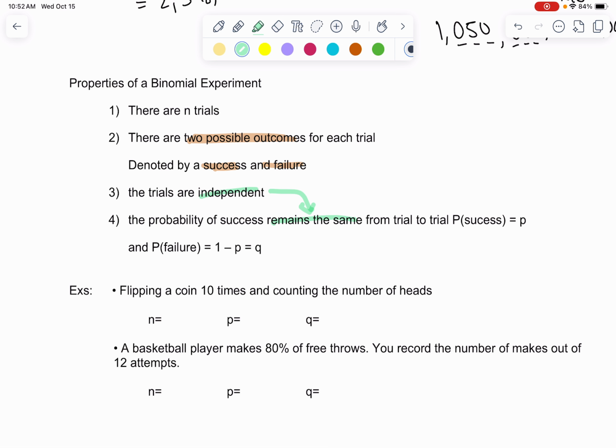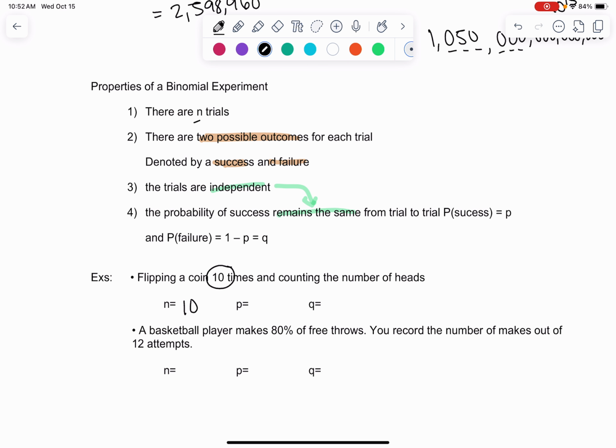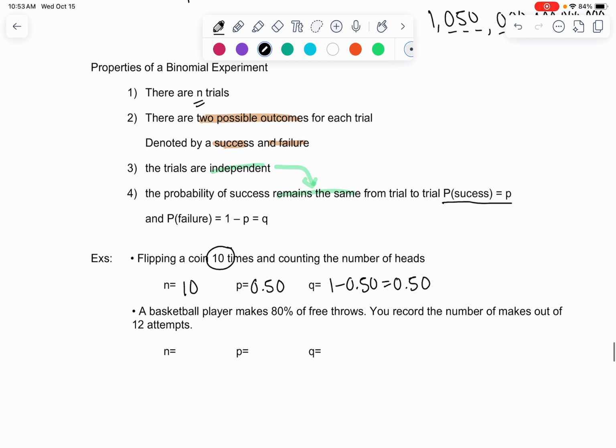Flipping a coin. So that's 10 trials. So that'll be my n for my n trials. P is the probability of a success. So if you think about flipping a coin, the chance of getting heads is 50%. So P would be 0.50. And then Q is just what's left over because there's only two options. So Q will always just be 1 minus P, or also 0.50 because it's a 50-50 chance for heads and tails.